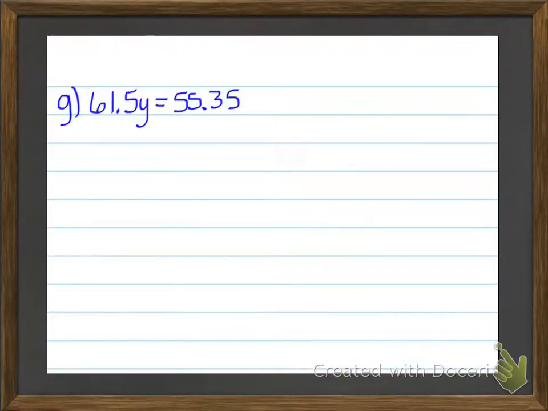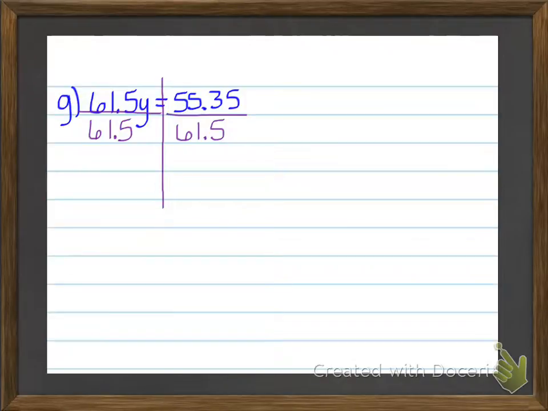So our last example, G, reads 6 and 5/10 Y equals 55 and 35 hundredths. What we have here is, please remember that what's happening between the 6 and 5/10 and Y is multiplication. So just like in the previous examples, I'm going to locate my variable and divide out whatever's with the variable, get it out of the way. So you can see here what I did. I divided both sides by 6 and 5/10.